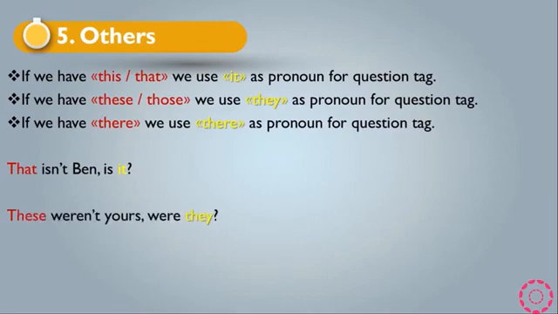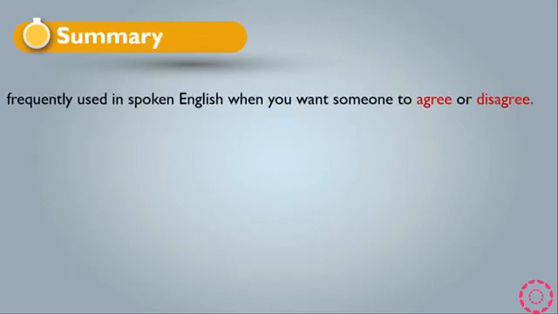These weren't yours, were they? As you see, we have these, and this becomes they. Because weren't is negative, we simply make it positive by removing the not. There won't be any trouble, will there? As you see, we have there, and we simply rewrite there because, as a rule, there won't be any trouble, will there?